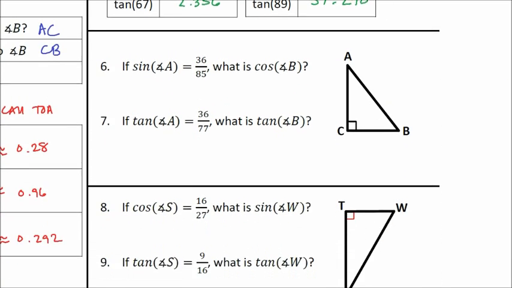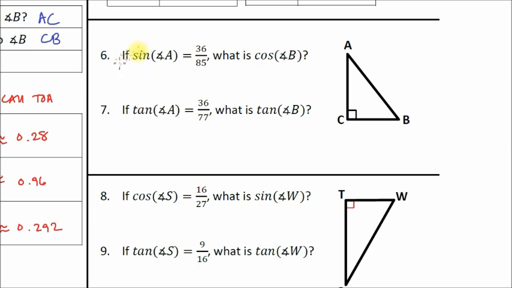Okay, question number 6 and 7. If sine of angle A is 36/85, what is cosine of angle B? Well, we know that sine of angle A and cosine of angle B will always be the same. So I know the answer is going to be 36 divided by 85. If you want to check that out, just take a look. Since sine is opposite over hypotenuse, that means our hypotenuse is 85. And opposite of angle A is 36. Well, looking at reference angle B, cosine is adjacent over hypotenuse.